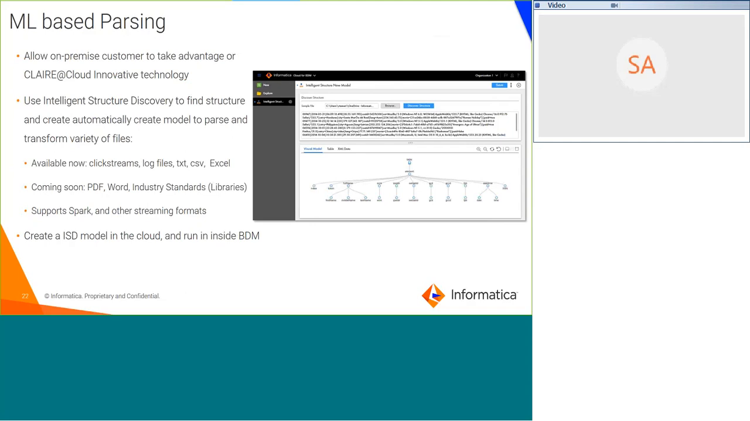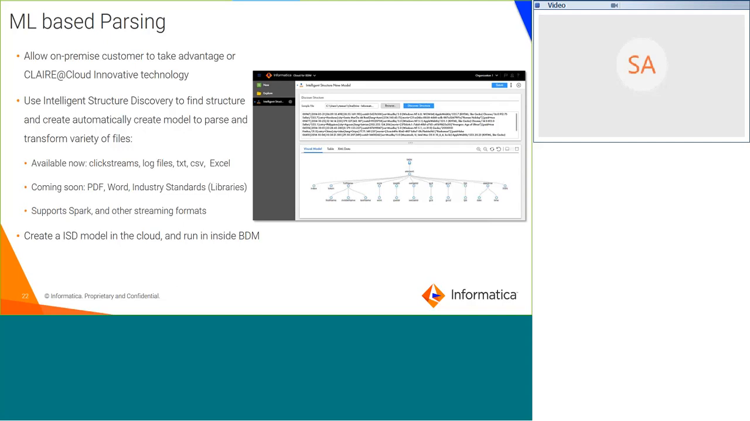This is a brand new feature we have introduced in 10.2.1, which helps our customers do ML-based parsing. Today, if you have to parse any kind of semi-structured file, whether it's XML, JSON, or even web logs, you have to use our B2B transformation, or the H-type, which we introduced very recently in our product. What we have done in 10.2.1 is use machine learning-based parsing, which is powered by our Claire engine.